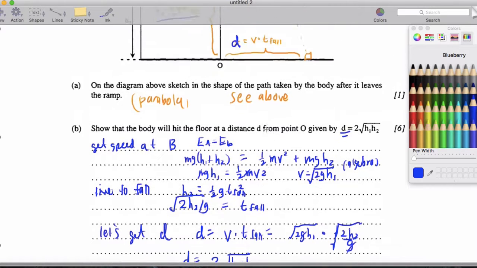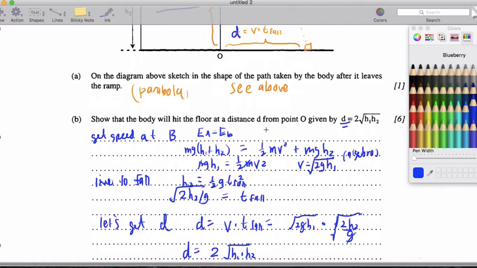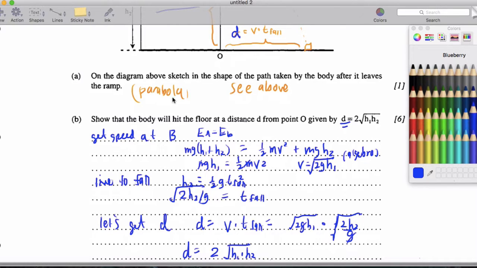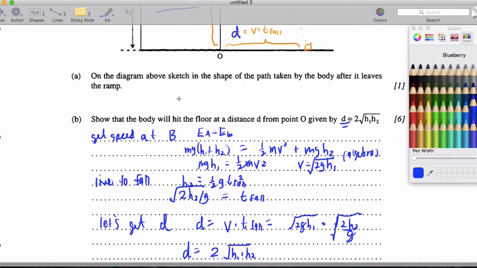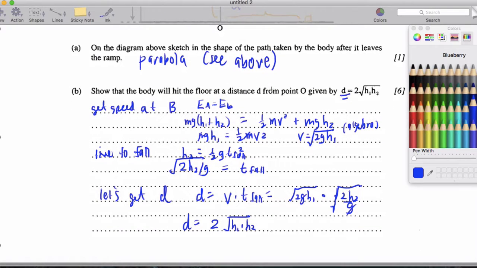So that is my answer. I'm going to change the color here to blue so we know we're in solution. Parabola, see above. So that's it for this problem.